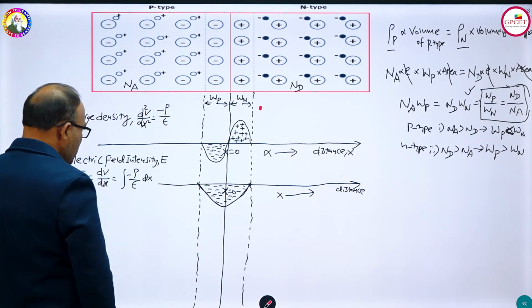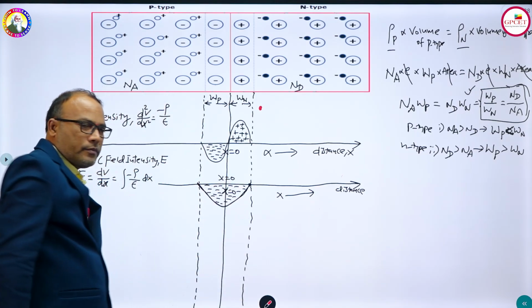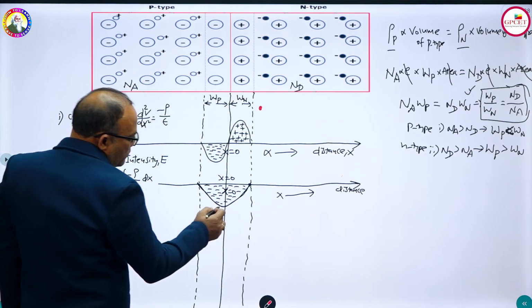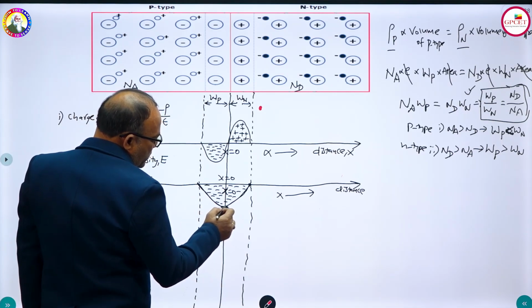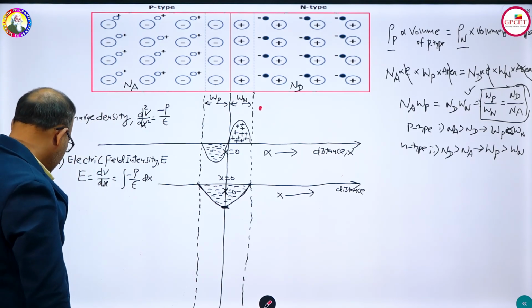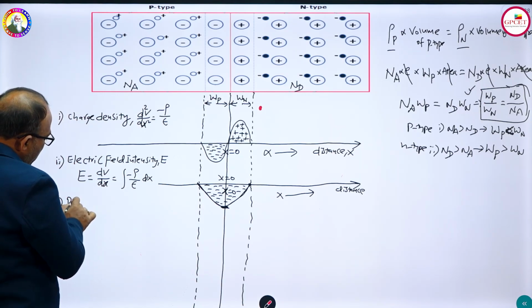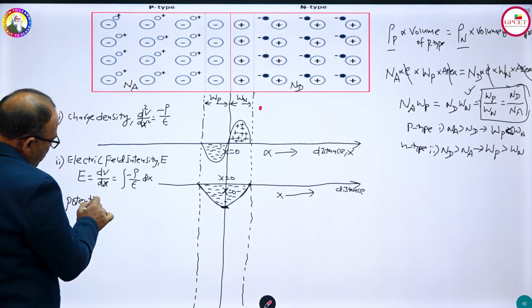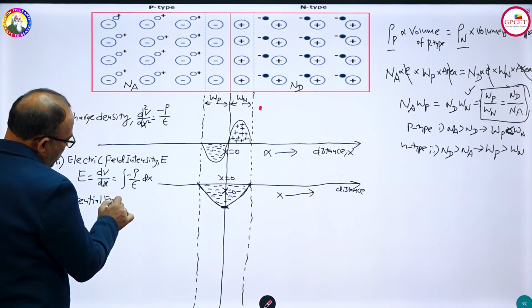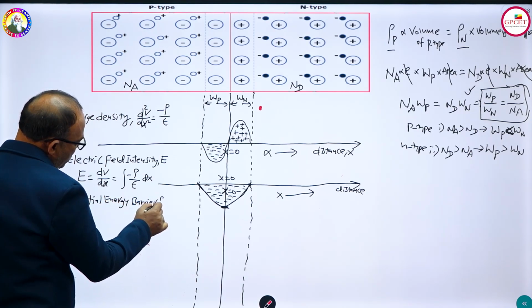Remember, at x equal to 0, the electric field intensity is maximum. This is the maximum value of electric field intensity. At x equal to 0, you get the maximum value of electric field intensity. Third case, potential energy barrier for holes. What is the potential energy barrier for holes?